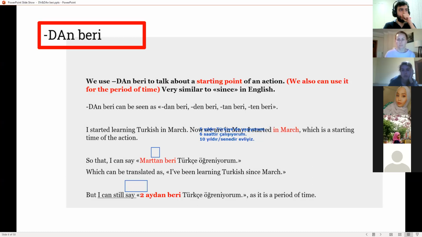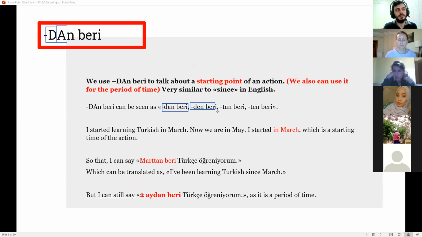Çünkü for dan beri, you can actually use it with both: you can use it with a period of time, and you can also use it with the starting time of the action. But we usually use it with the starting time of the action. When we have a starting time of the action, we use this dan beri. And in this one, I have 4 options because this can have 2 options, da or ta, and this can also have 2 options, a or e. So I have dan beri, den beri, tan beri, and ten beri.